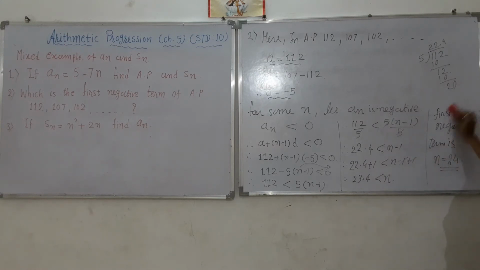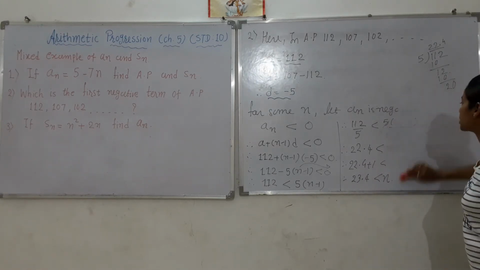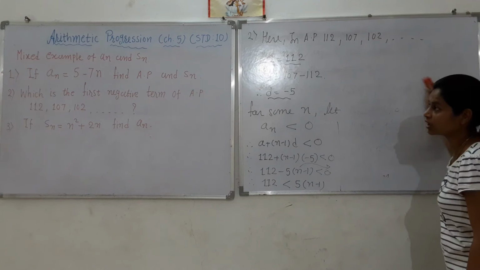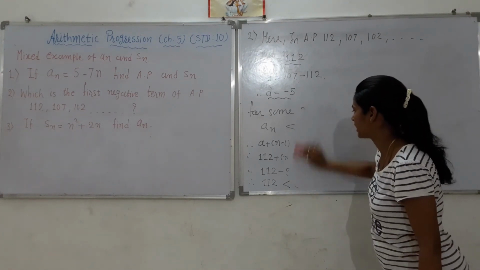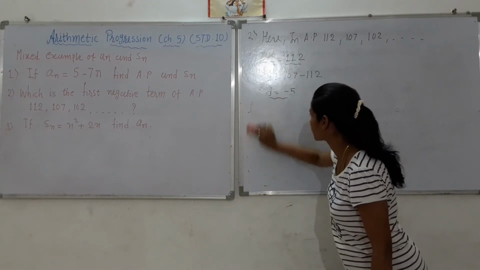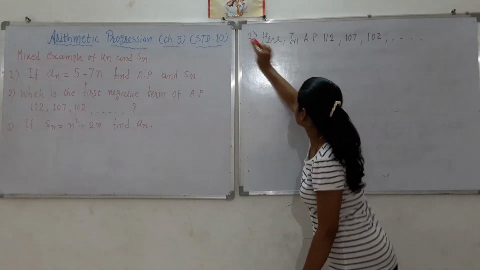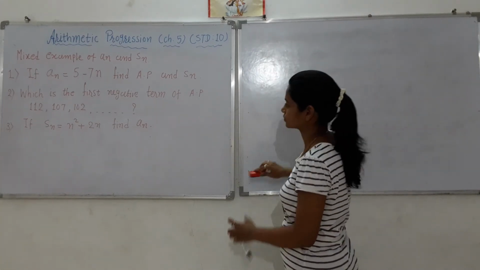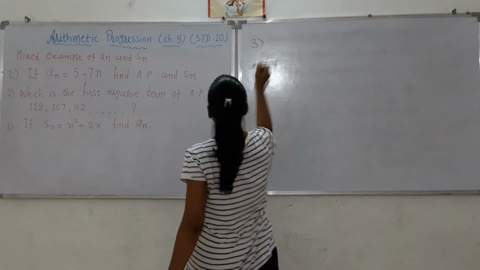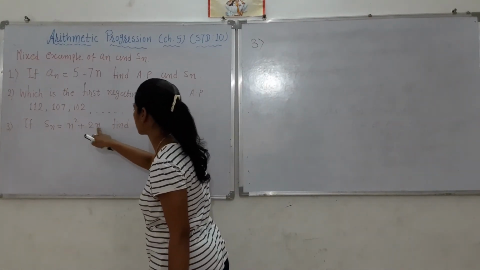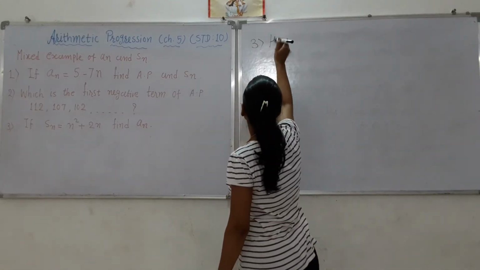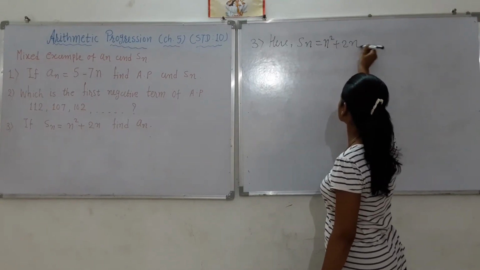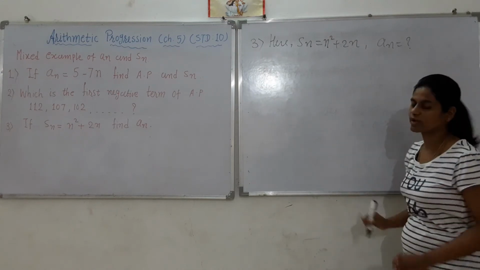Now consider one more example. In this next example, you have Sn given and you want to find an. In the first question, you had an and you wanted to find Sn. So this is the converse of example 1. In the third question, Sn is equal to n square plus 2n, find an. Here Sn is equal to n square plus 2n, an is equal to question mark.